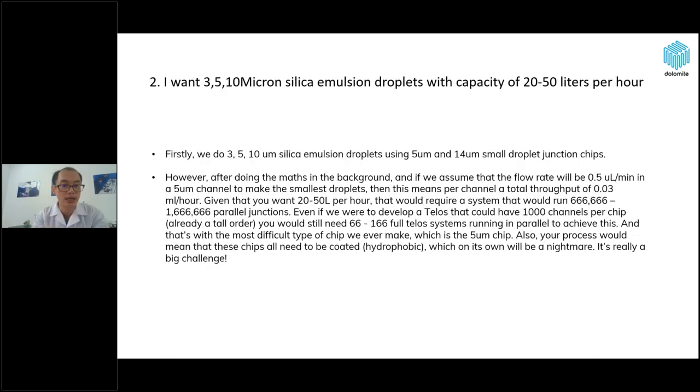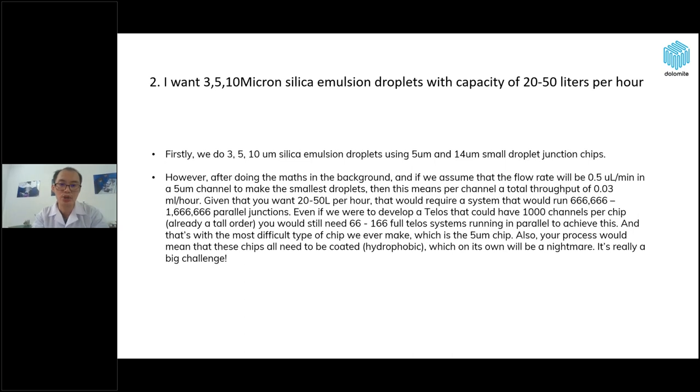The second question I received is that I want to make a 3, 5, 10 micron silica emulsion droplet with capacity of 20 to 50 liter per hour. So yeah, micron silica emulsion droplet with the smaller size like 3 to 10 microns can be done using the microfluidics chip with our 5 or 14 micrometer small drop chip junction. With this kind of chip, we can generate from 3 to 10 micrometer silica emulsion droplet.